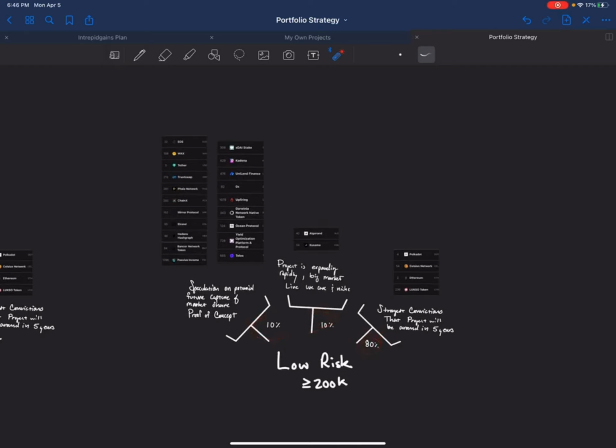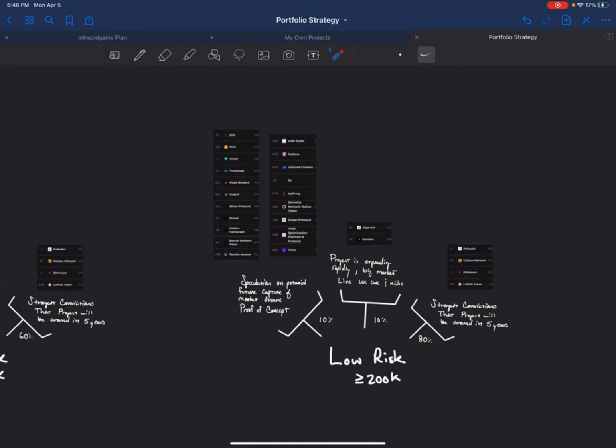The Pareto principle: 80% is in the stuff that I think is the most secure, and 20% is in the higher risk stuff. And even in the low risk portfolio, you could say 90% is convictions, because I actually think these are more on the solid end. But this is for people who are higher net worth, right?